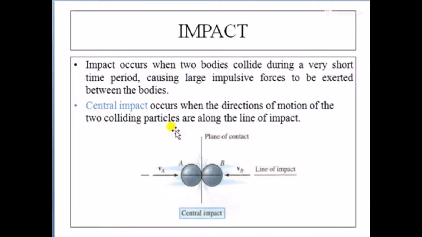In technical words, central impact occurs when the directions of motion of two colliding particles are along the line of impact. A very good example of this is two trucks traveling together in opposite directions dashing center to center, or any two vehicles dashing center to center. This is called the central impact.